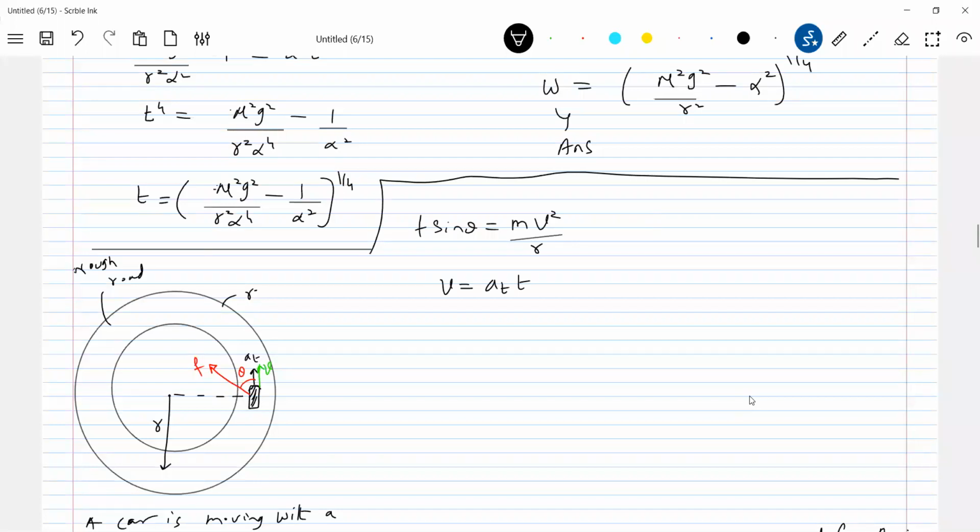Then, what about the limiting friction? It should be equal to mu N. Who will provide this? It is m v square by r, which is m (a t) whole square by r. Then F cos theta should be equal to m a t.